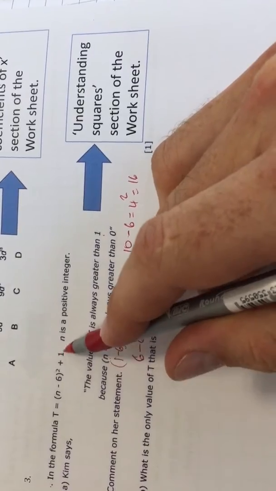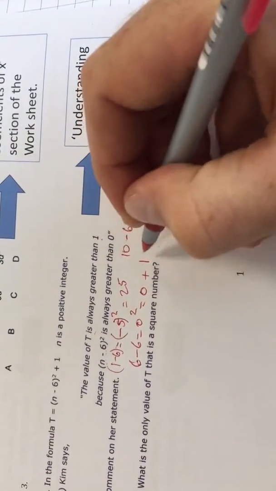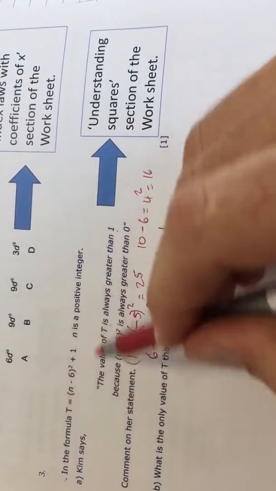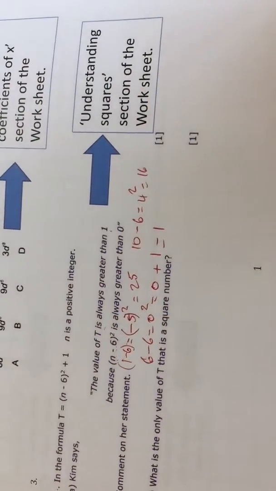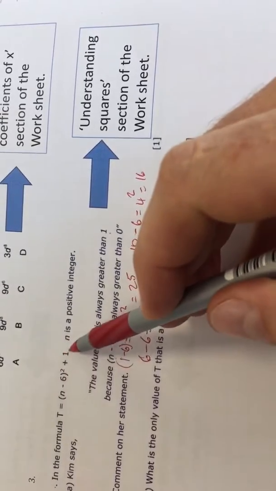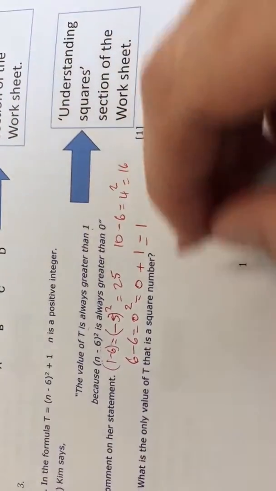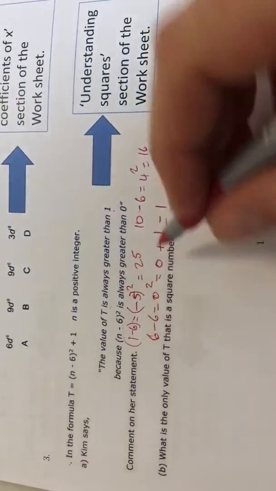Now when you add a 1 to it, that will make it a 1. So the smallest possible number that you can get out of this is a 1. You can't get less than 1, because by adding 1 to something which has to be 0 or bigger, it's always going to be 1 or bigger. Then this question says, so we'll stop there.